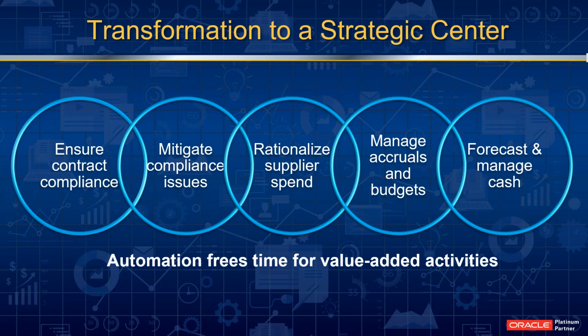But transforming AP into a strategic business center as opposed to a cost center is what automation frees up time for, for value-added activities. So contract compliance, mitigating compliance issues, rationalizing supplier spend, managing accruals and budgets, and forecasting and cash management, all are now part of the AP organization's ability to participate in and to provide these value-added activities to the rest of the organization because the data is now available through its automated process.